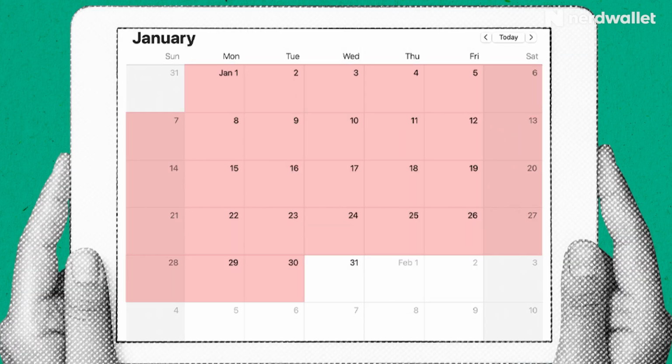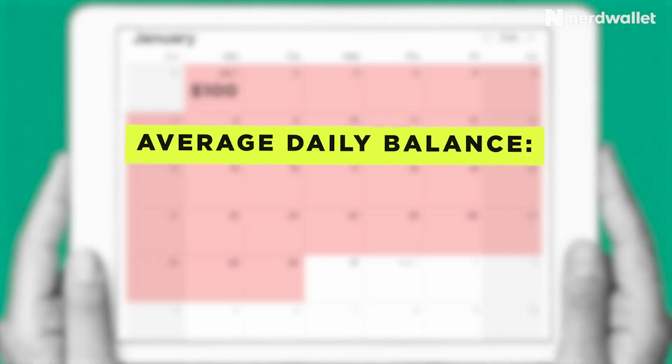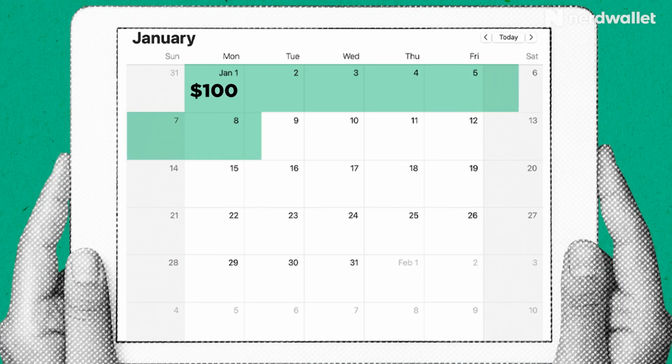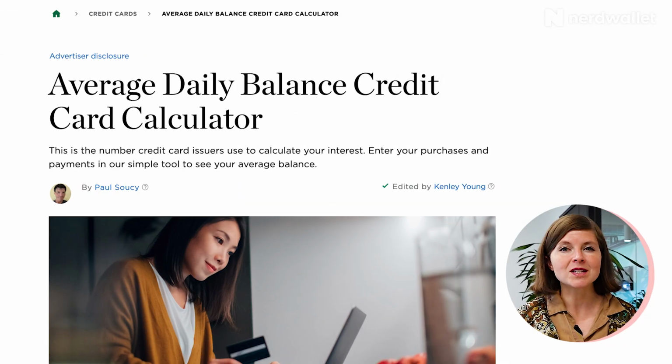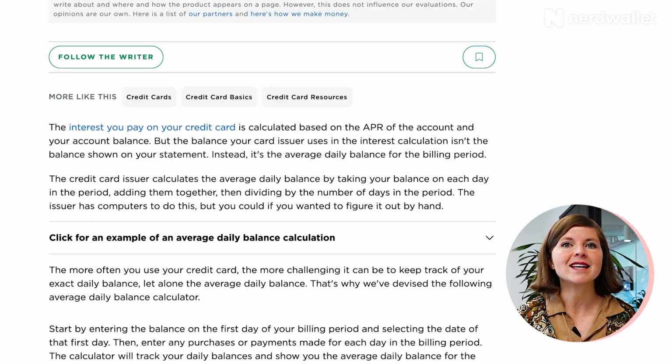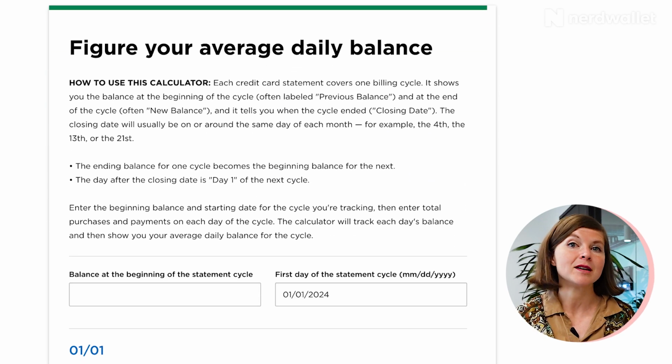But let's say you started with a $100 balance and then you had a $45 charge post on the 11th day of the cycle. Then your average daily balance would be $130 because that's 10 days at $100 and then 20 days at $145. Now, most people have more than 1 or 2 charges on their account, so calculating average daily balance is trickier than that, but you get the point. NerdWallet also has more advanced calculators on its site that can really help you nail down your average daily balance.